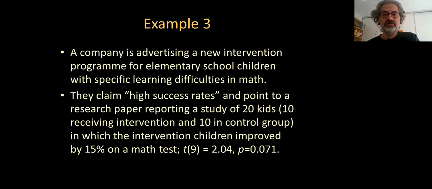What are you supposed to do with this information? Is this a program you should be interested in? Do you just go out and buy it? Do you want to learn more about it? The answer to this question depends on understanding what this study really shows and how it should be interpreted.